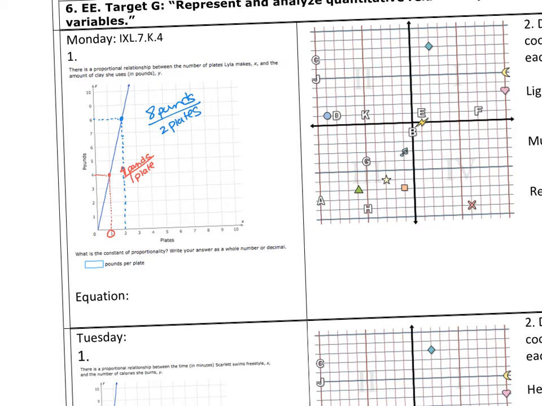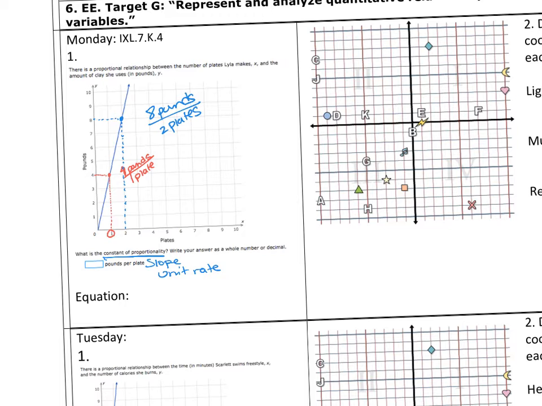So if you notice, there's a pattern. For every 4 that you go up, you go 1 to the right. So that's the constant of proportionality. That's the slope, and that's the unit rate. In 7th grade, it's called unit rate. It's also called constant of proportionality. In 8th grade, it's called slope. I just want you guys to see that the line intersects.